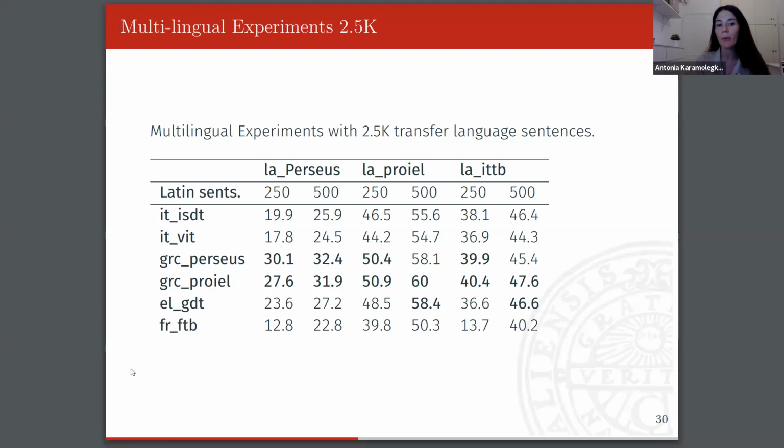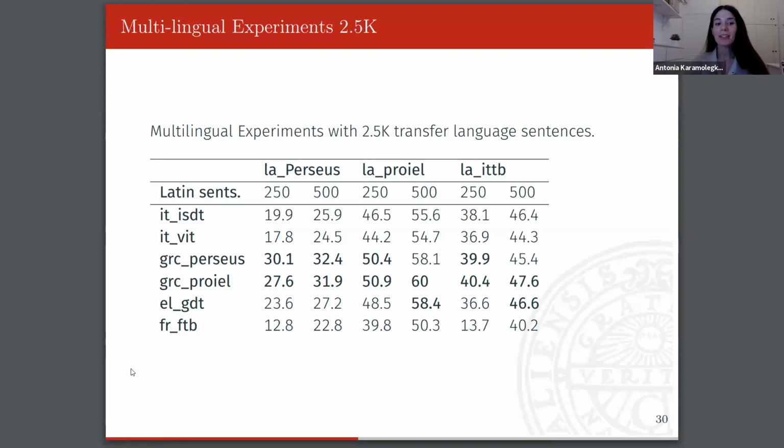For example, when we train on Perseus, and we have Perseus in Latin and Ancient Greek, we see better results than ProEL, but we also get good results using the ITTB treebank, which has no parallel data at all. And also, there are 2 cases where even Modern Greek outperforms Italian in parsing Latin, and the content of those treebanks is completely irrelevant.